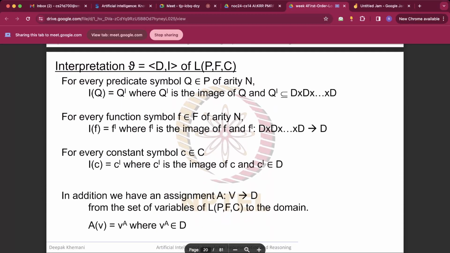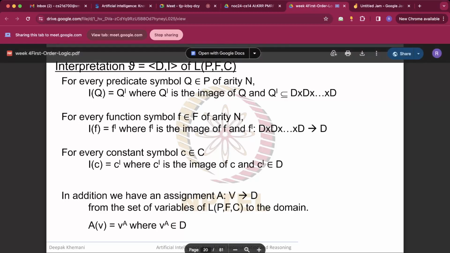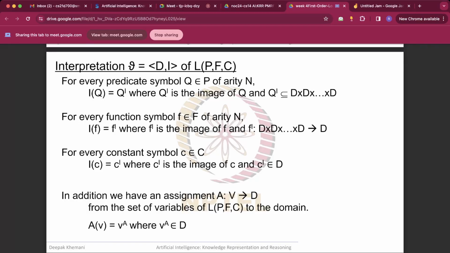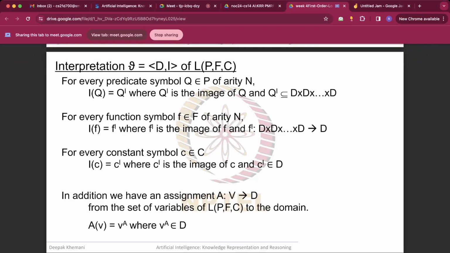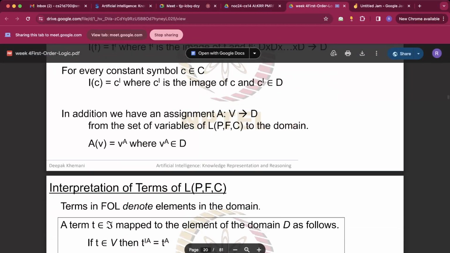If we go a bit further into the details of the definition of interpretation, here it says that for every predicate symbol q belonging to the set of predicates of arity n, the interpretation of q is q of I, where q of I is the image of q, which is a relation over D times D times D. Similarly, for every function symbol f of arity n, the interpretation of f is f of I, which is a function from D times D times D and so on to D. And similarly for constants.